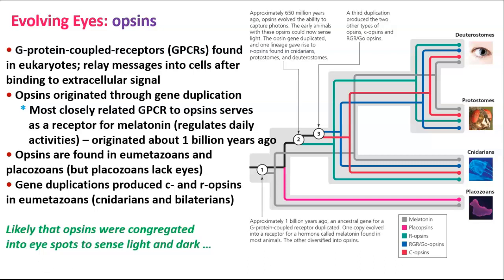opsins originally, when they evolved, probably clumped together and congregated together into eye spots to sense light and dark. And that would give rise to the first early eyes in various lineages. That would be the starting point in many different lineages for the origin of eyes: these opsins, these photoreceptors that evolved way back before the common ancestor of placozoans, to be able to have a platform for making eyes.